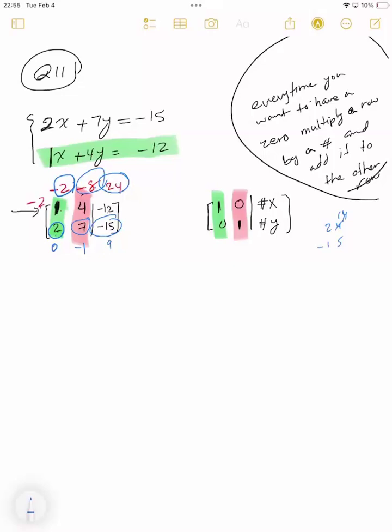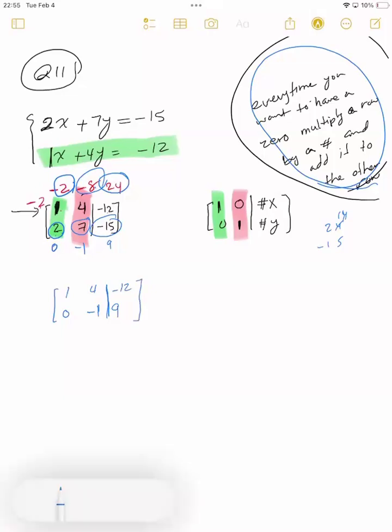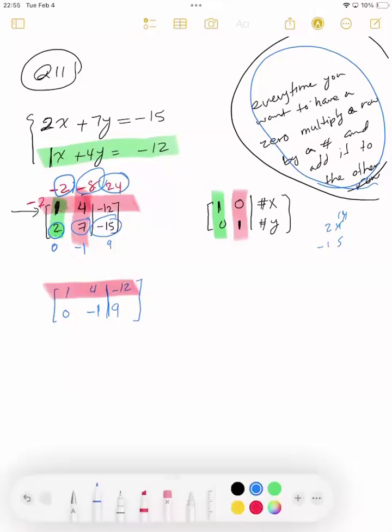So what is my row 2 going to be? 0, negative 1, and 9. So every time you want to get a 0 someplace, this is the one you go to. And sometimes you can swap rows. If we come across something like that, I will explain it to you. Do you pay attention? I did not change row 1. I left it as it was, 1, 4, negative 12. I only changed row 2, and I did get the 0 I wanted.